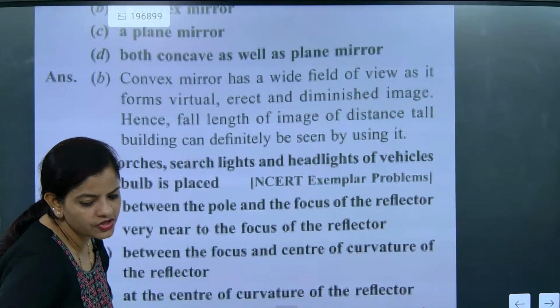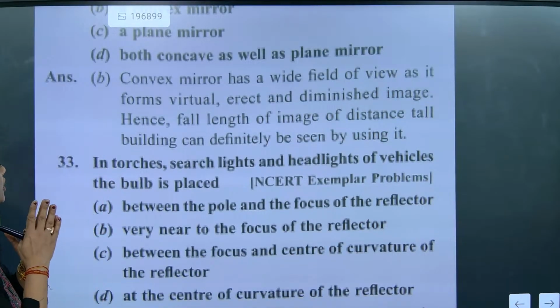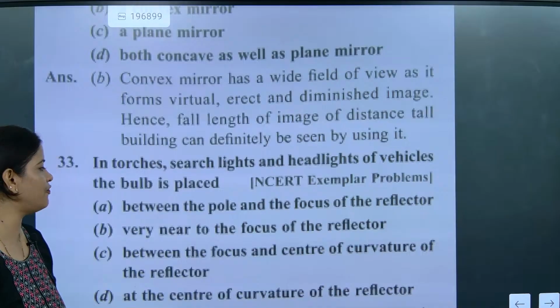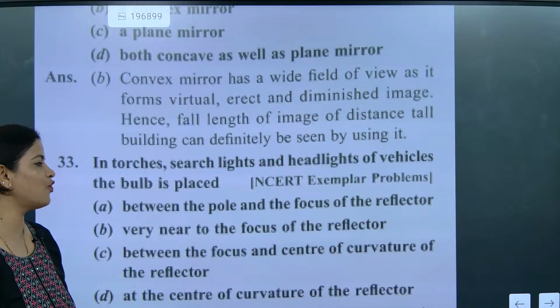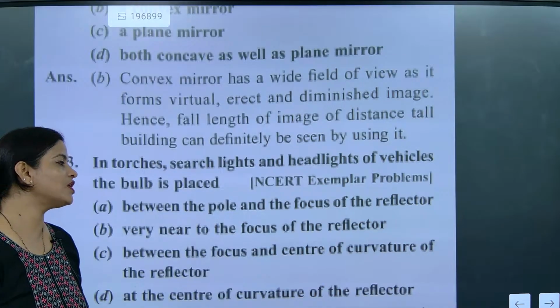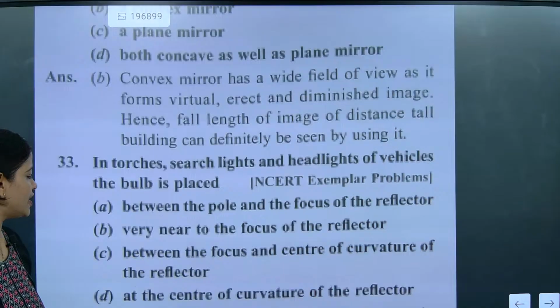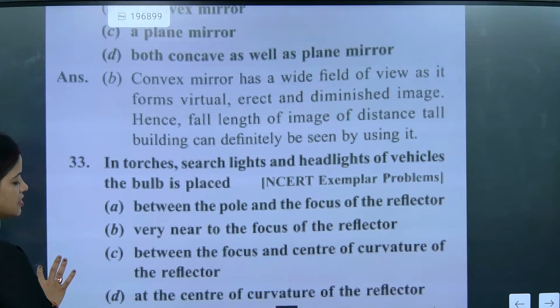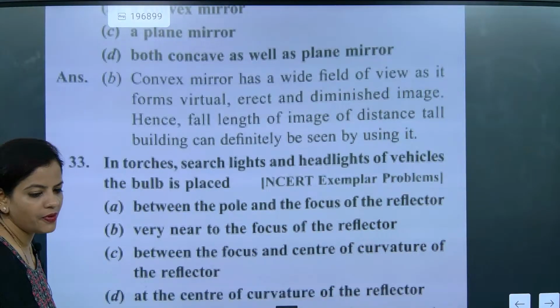Now go for this question, beta. The question is: in torches, searchlights and headlights of vehicles, the bulb is placed between the pole and the focus of the reflector, very near to the focus of the reflector, between the focus and center of curvature of the reflector, or at the center of curvature of the reflector. Beta, this answer everybody knows. You people know the answer.